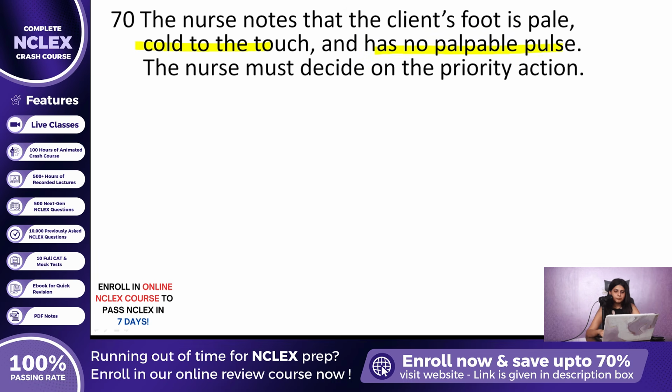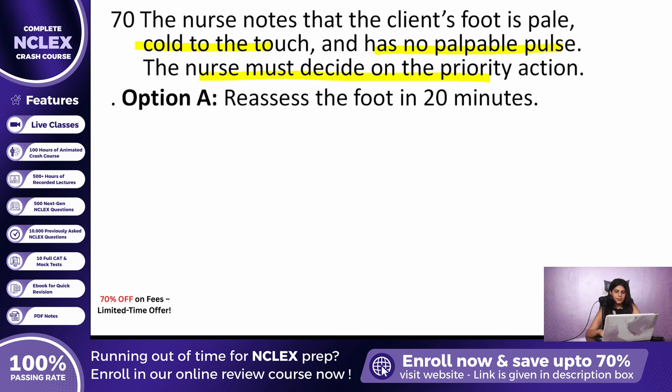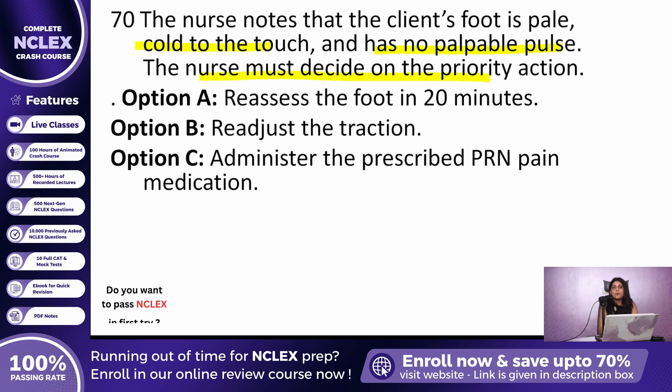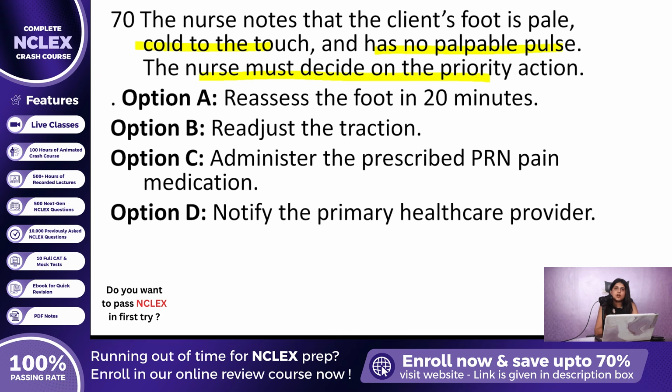The options are: Option A, reassess the foot in 20 minutes. Option B, readjust the traction. Option C, administer the prescribed PRN pain medication. Option D, notify the primary healthcare provider. The correct answer is Option D, notify the primary healthcare provider.